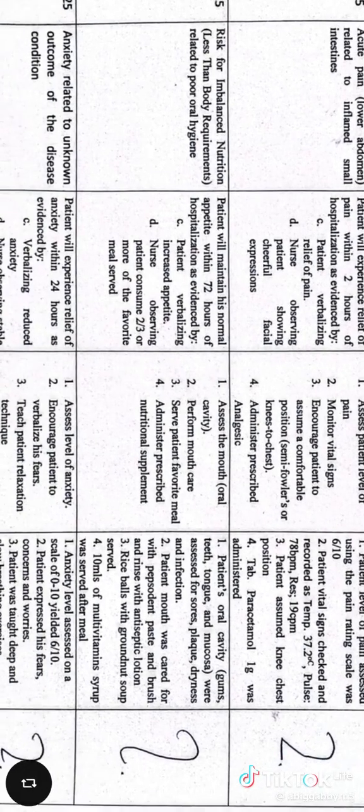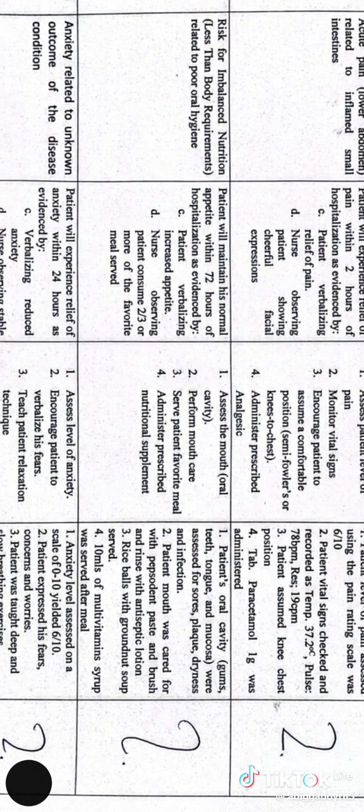Then we look at the third diagnosis, which states risk for imbalanced nutrition, less than body requirement, related to poor oral hygiene, because this patient's problem was that patient has loss of what? Appetite. So our objective was patient will maintain his normal appetite within 72 hours of hospitalization. Then the outcome criteria: as evidenced by patient verbalizing increased appetite, and then nurse observing patient consume at least two-thirds or more of the food served, or the favorite meal served.